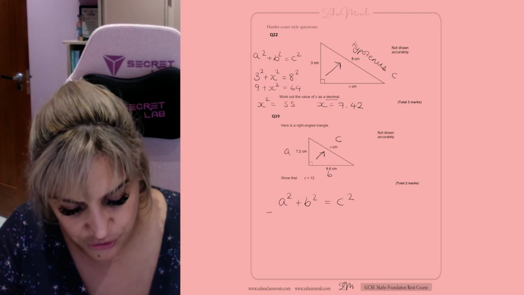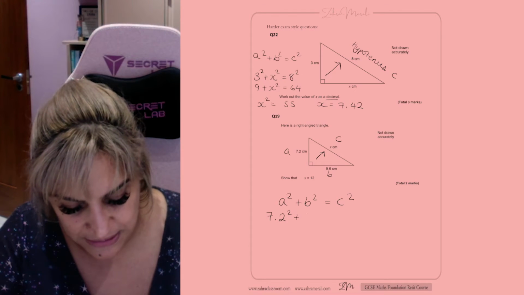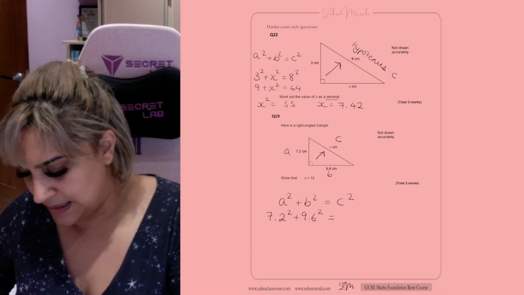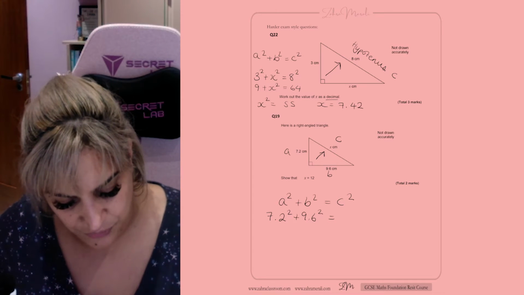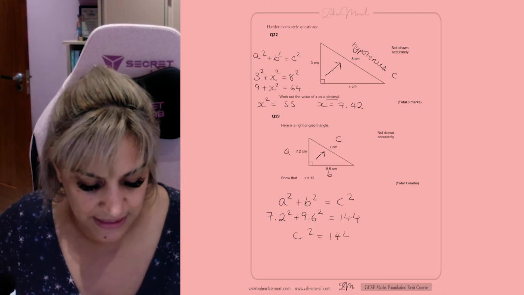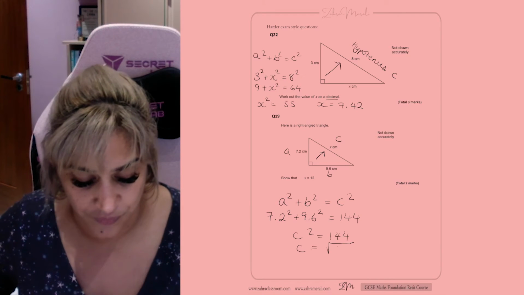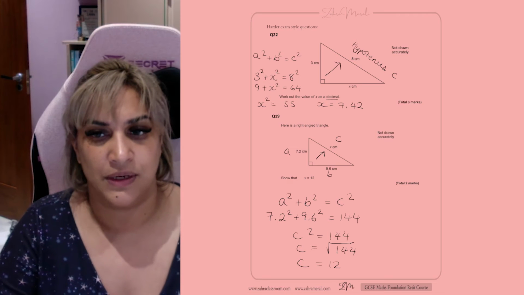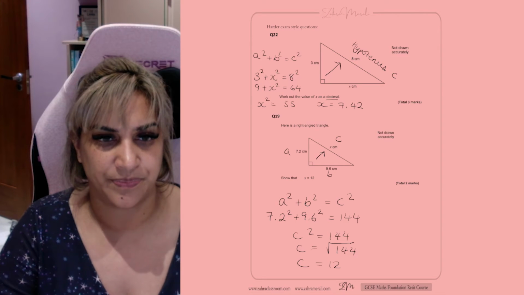So 7.2 squared plus 9.6 squared. And we type that into our calculator. And we get 144. So c squared equals 144. c is the square root of 144. So c must be 12. Right, let's take a look at the next one.